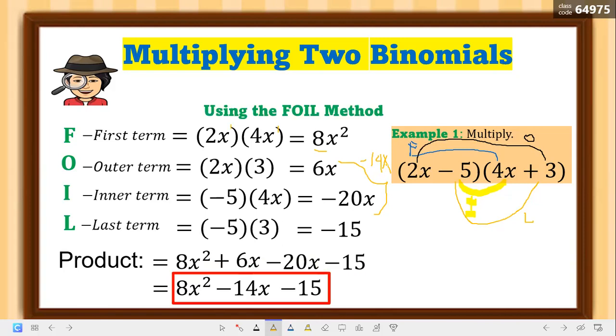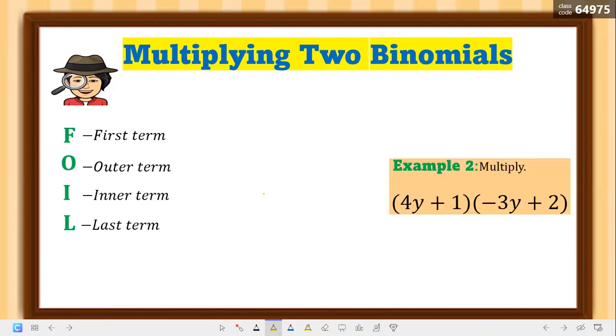So, using the FOIL method. Another example before we do the lattice method. So I have here 4y plus 1 times negative 3y plus 2. Since ito ay binomial, malalaman mo sa sarili mo na pwede dito ang FOIL method. Actually, pwede din dito yung distributive property. Kaya nga dapat magaling ka pumili ng mas madali mong makuha yung sagot. Yun yung importante doon. Okay, first, identify natin yung ating first term. Sige nga, ano yung imu-multiply natin? 4y and negative 3y. Okay, very good. 4y times negative 3y. Yan yung first term natin.